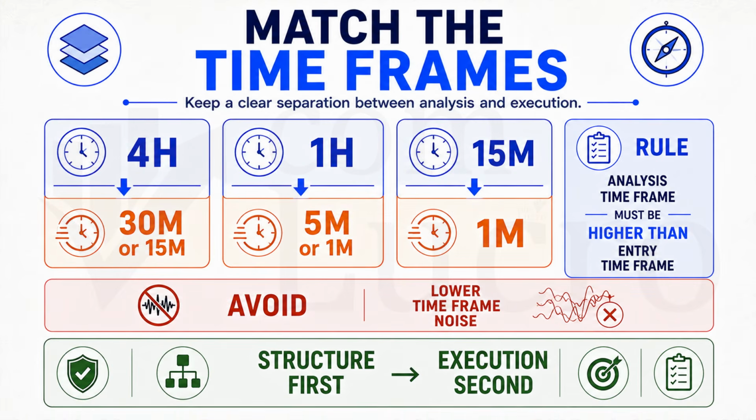Now, in terms of time frame selection, if you use the 4-hour chart as your analysis time frame, the 30-minute or the 15-minute chart can be used as your entry time frame. If you use the 1-hour chart for your analysis, then the 5-minute or 1-minute chart can be used for execution. And if you use the 15-minute chart as your analysis time frame, then the 1-minute chart is generally the best choice for execution. But keep this in mind. Your analysis time frame should always be significantly higher than your entry time frame. This keeps the analysis structured and helps prevent you from making decisions based only on lower time frame noise.